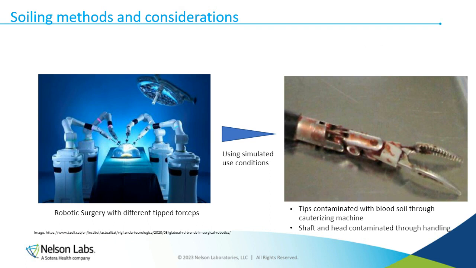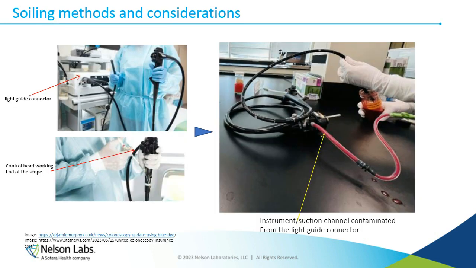Soiling methods for robotic devices, like we just talked about cauterization. This is a cauterized bipolar forceps, so you have to worry about that. And then the shaft would be handled through handling. So these are the things that you have to consider during validation.